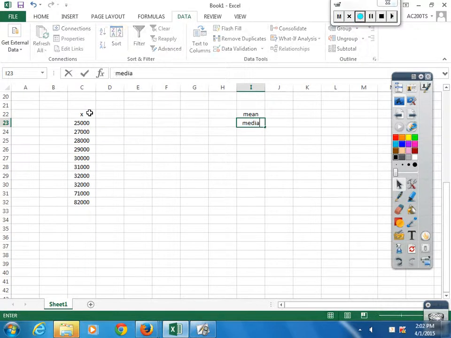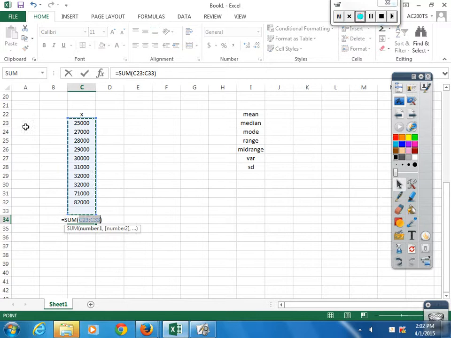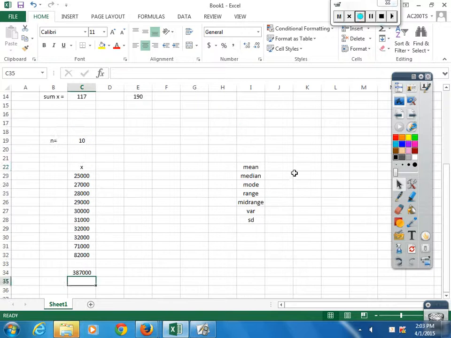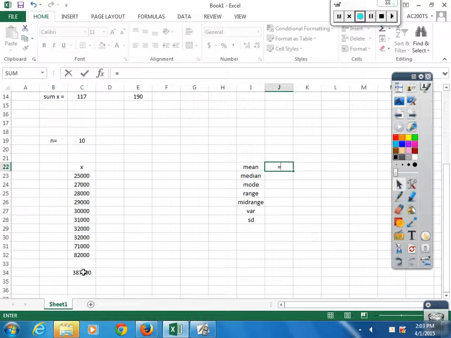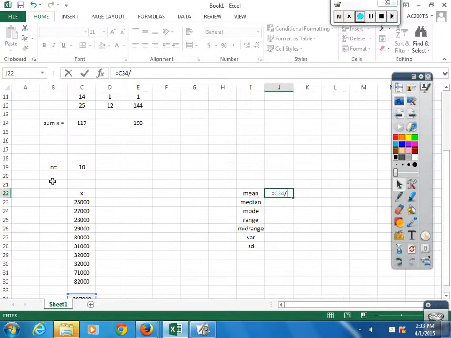median, mode, range, mid-range, variance, and standard deviation. Can't do anything yet until we add them all up. We get our handy dandy summation key and we add them all up. And then our mean is equal to that number divided by 10. And that is your mean.